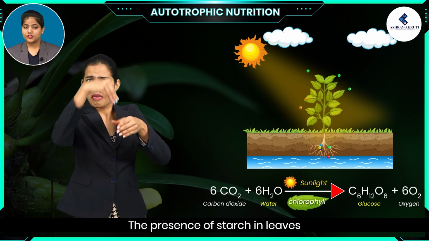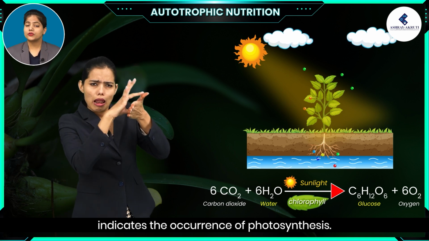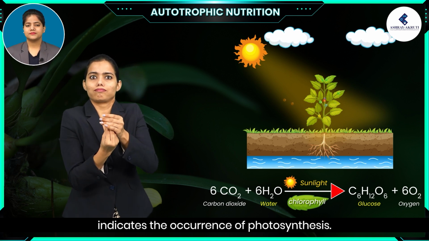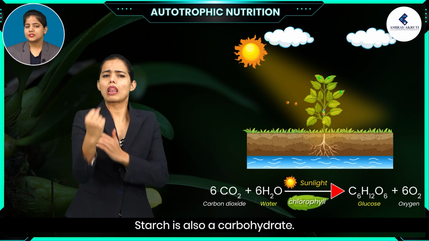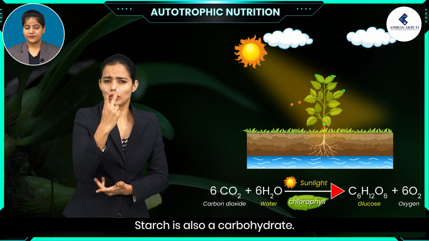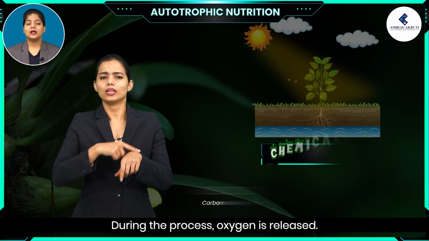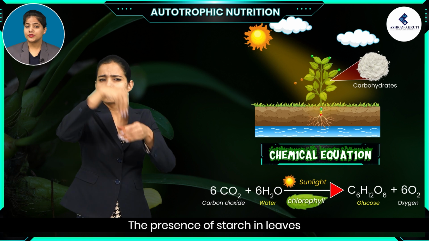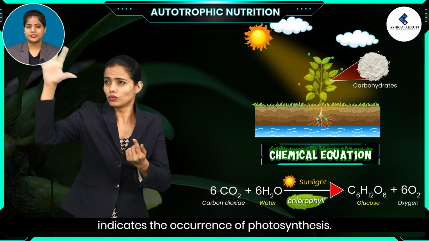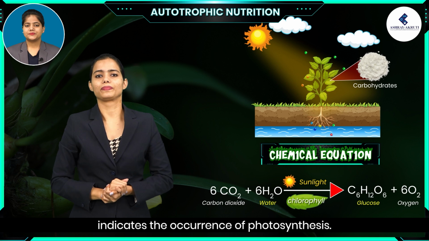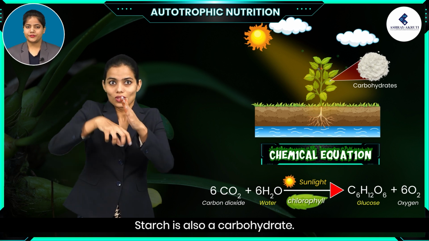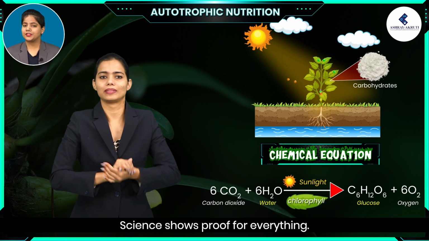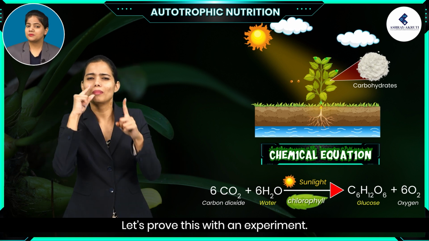The presence of starch in leaves indicates the occurrence of photosynthesis. Starch is also a carbohydrate. Look at the equation. During the process, oxygen is released. The presence of starch in leaves indicates the occurrence of photosynthesis. Starch is also a carbohydrate. Science shows proof for everything. Let's prove this with an experiment.